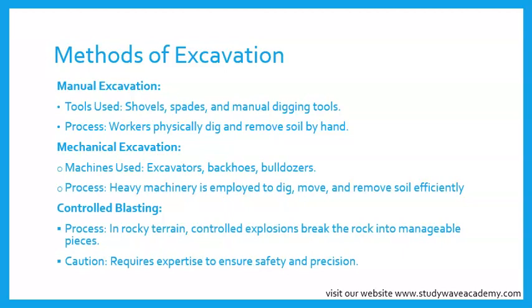Machines used: excavators, backhoes, bulldozers. Process: machinery is employed to dig, move, and remove soil efficiently. Instead of using hands, big machines do the digging and moving of soil quickly and efficiently. So mechanical excavation is like having strong, helpful machines to do the heavy lifting, making the process faster.